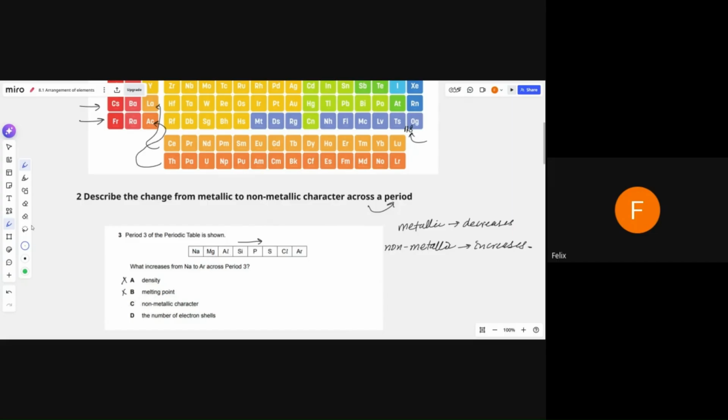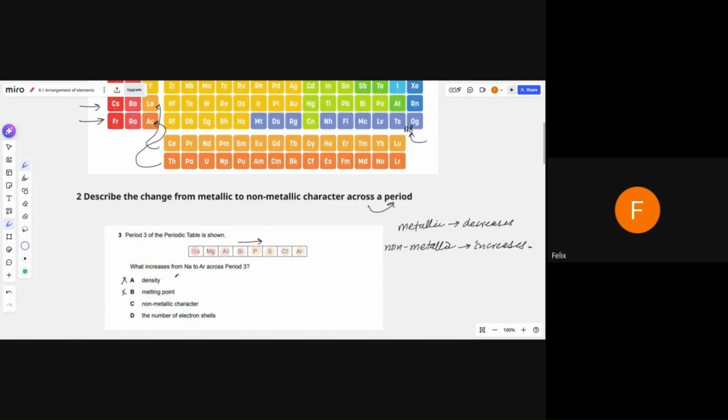You can see that on the left-hand side, the first three, sodium, magnesium, and aluminum, are metals. Silicon is basically a metalloid. And then phosphorus, sulfur, chlorine, and argon are pure non-metals, right?